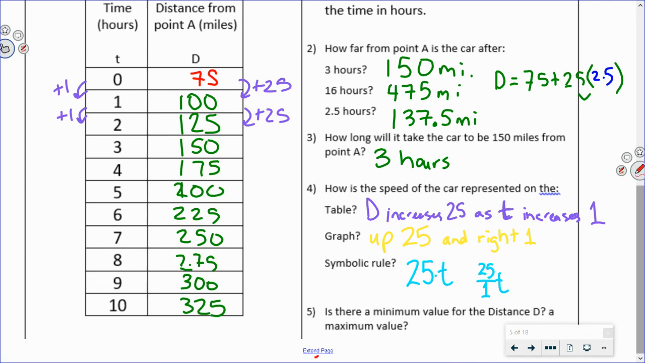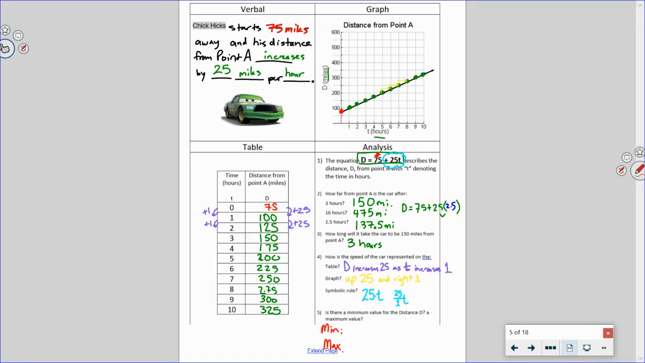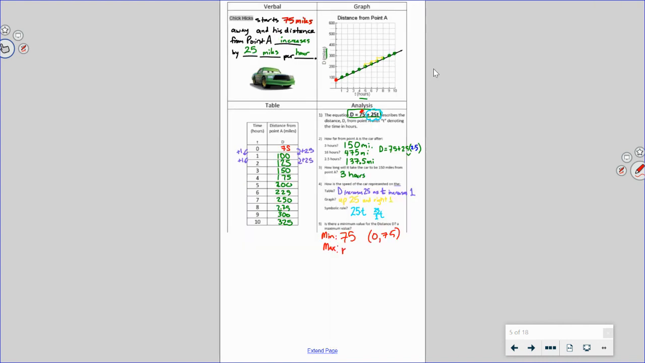All right, let's wrap up with some of the newer ideas for this lesson. Is there a minimum and is there a maximum? So if we once again analyze Chick's data points and we follow behind, is there any number that it cannot, well, he's a cheater, remember? So it does not go beyond 75 miles. That is his minimum value. Some of you will write as an ordered pair. Maximum, once again, there is no maximum.